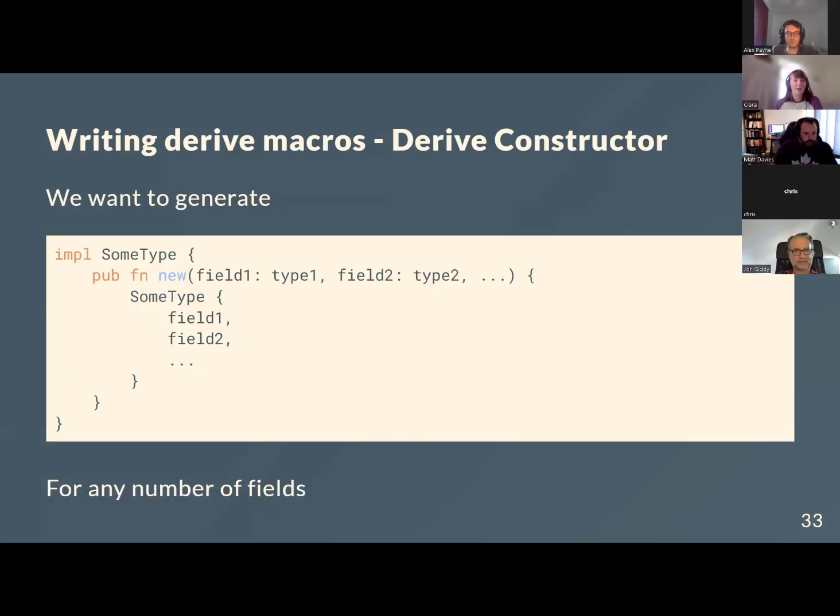So we're going to have a think about what code we actually want. So if we were hand coding this, then we would write an implementation block for the type, public function new, and then each of the fields with the type. We probably have these names match the names of the fields internally for simplicity, but obviously if you wanted something different, then your macro will just get more complicated. So that's how we're doing it this time. And then we're just going to create a new instance of our struct and return it. But crucially, we want it to be for any number of fields.